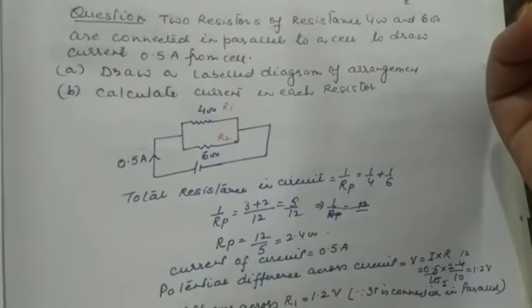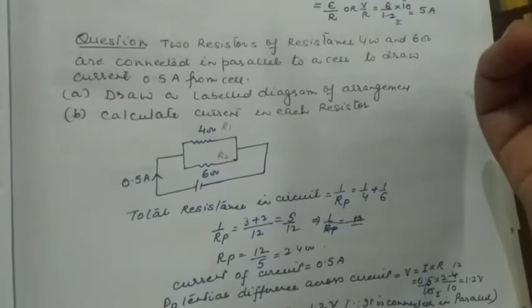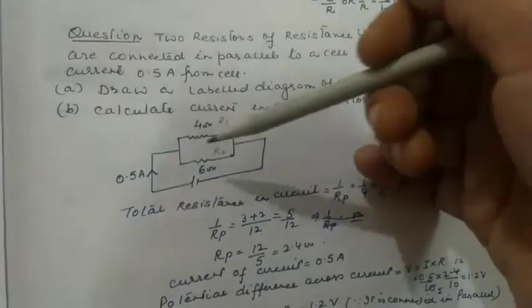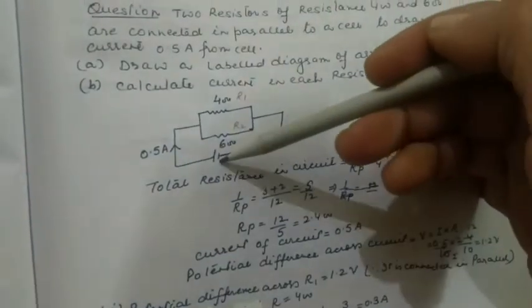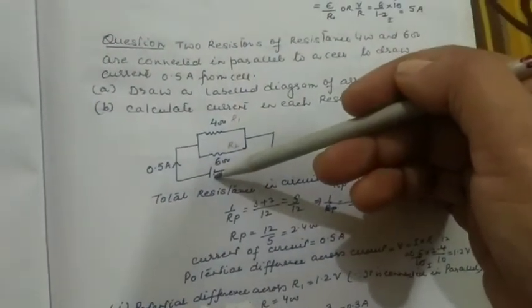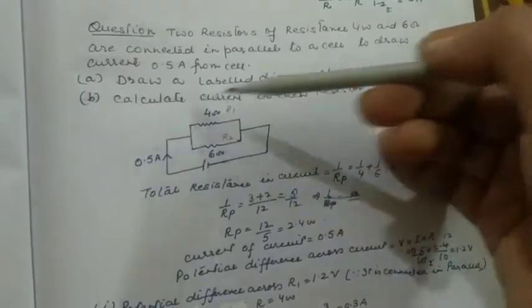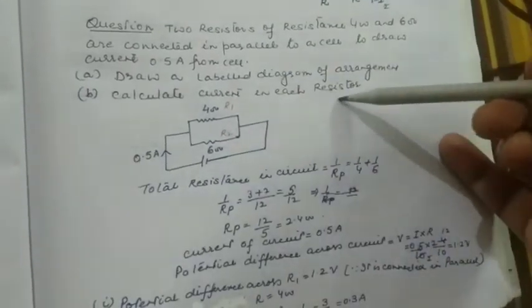We will connect one cell. But here the cell voltage is not given. I think the current flowing in the circuit is given. So draw a labelled diagram. I have drawn it, but EMF is not given, so that's why I didn't write EMF here. The question is: draw a labelled diagram and calculate the current in each resistor.